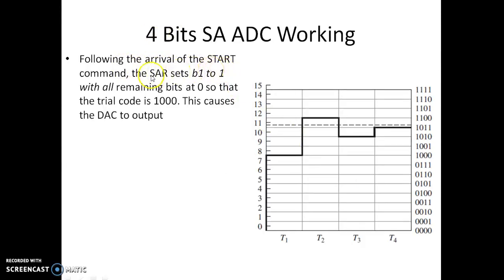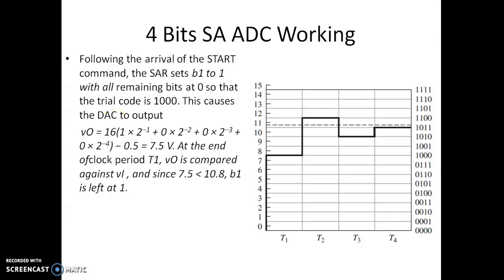Following the arrival of the start command, the SAR bit B1 is made 1 with all remaining bits as 0, so that the trial code is 100. So we have a trial code of 100. This causes the DAC to give an output voltage. We know that with 100 as the DAC input, the DAC is going to give 7.5, but actually the applied voltage is close to 10.5.